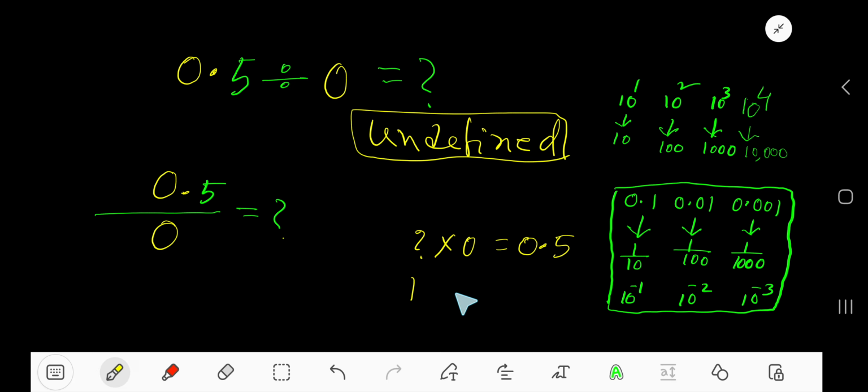1 times 0, that gives you 0, right? So 0 is not 0.5. Let's say 2. 2 times 0, again 0. But 0 is not 0.5. So we are not getting any answer. That is why we say 0.5 divided by 0 is undefined. There is no answer.